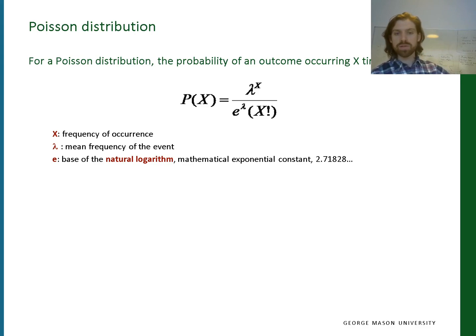If you're not familiar with logarithms, what's important is that the natural logarithm base is a mathematical constant, which here we treat as 2.71. So what we need essentially as the input values is the frequency of occurrence that we might be interested in assessing, and we need the mean frequency for that particular event.